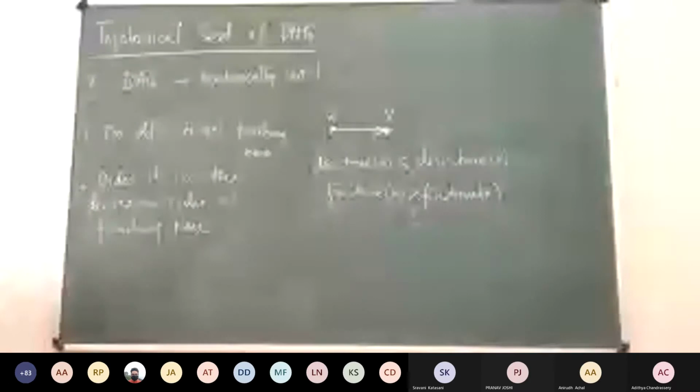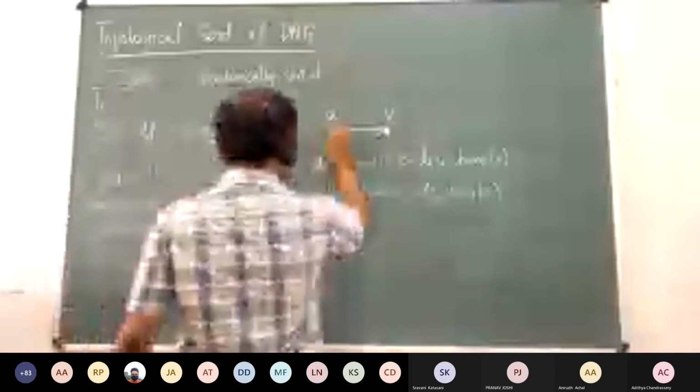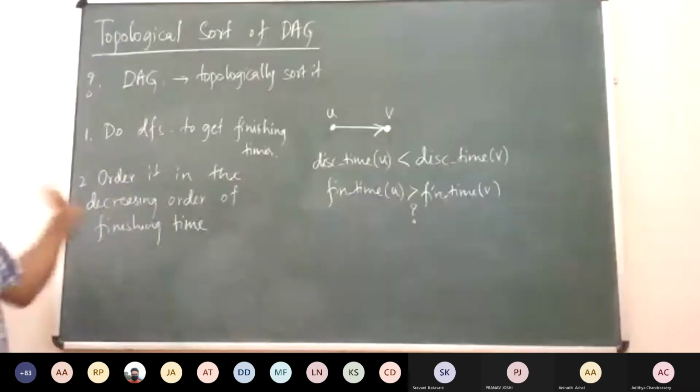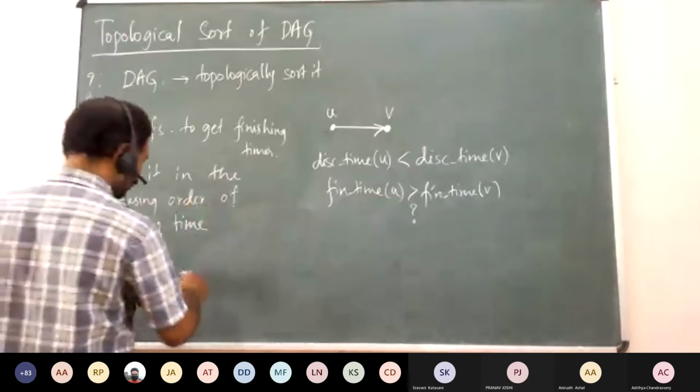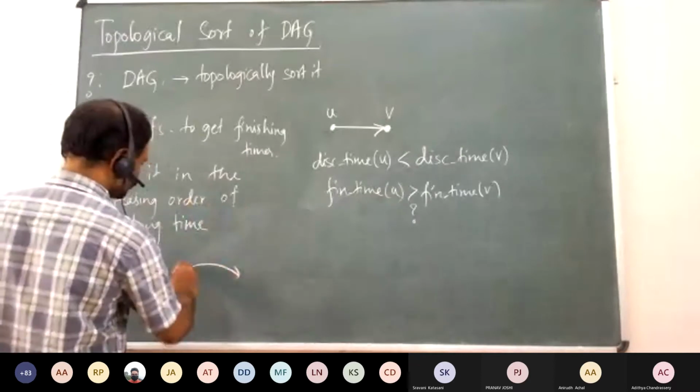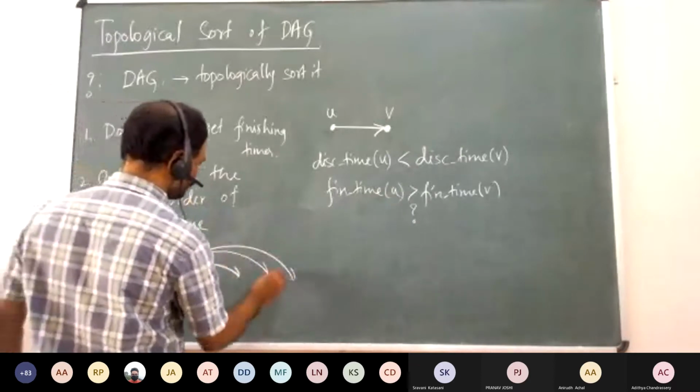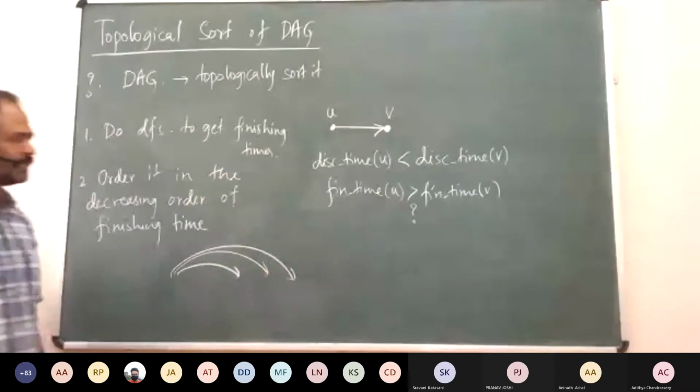Okay, so now this is true for an edge UV. Here what we are doing is simply ordering the vertices in decreasing order of finishing times. Once you order it along the decreasing order of finishing times, why should all the edges go from left to right? Is it always necessary?